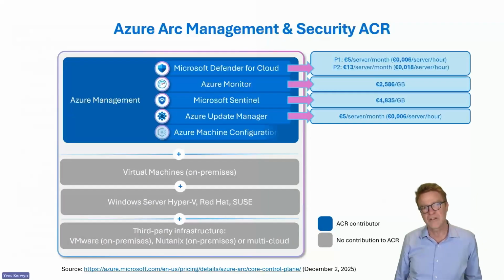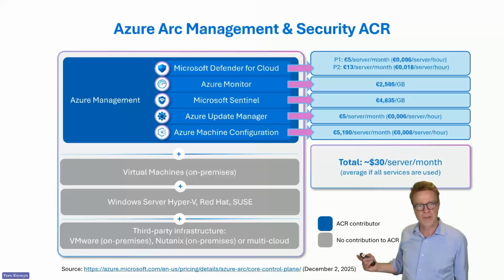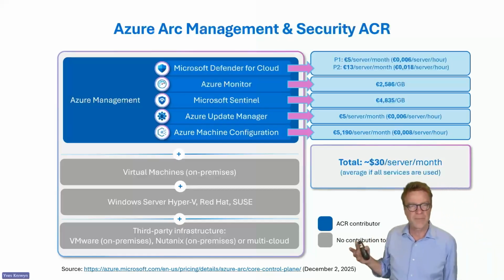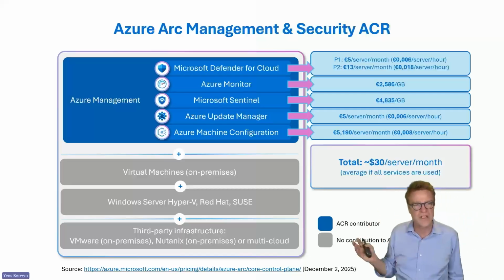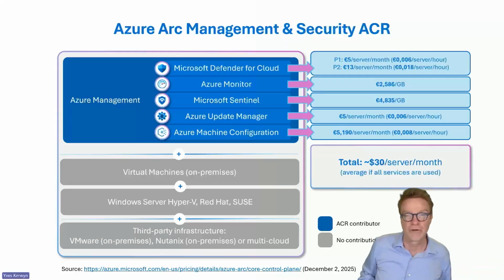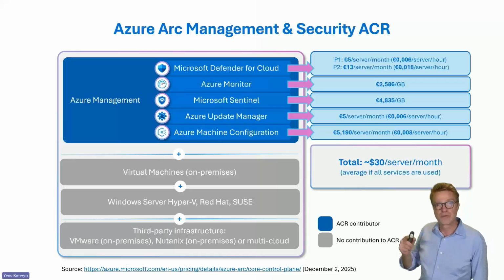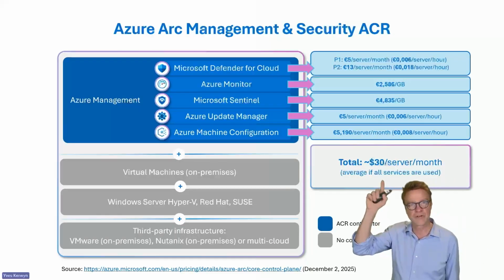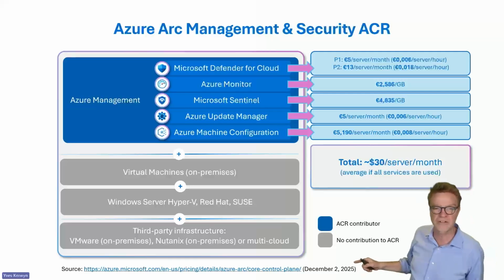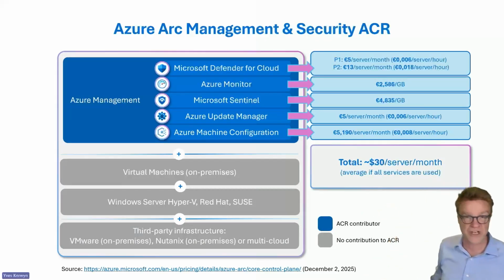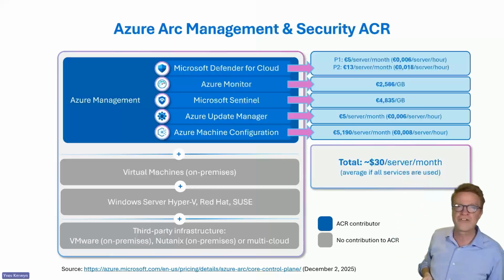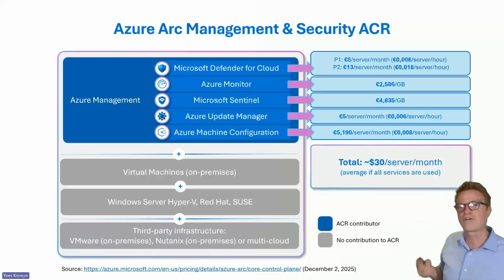Here is another slide that shows a little bit more detail. From the bottom up, you see your third-party infrastructure, VMware, on-premises, Nutanix, multi-cloud, whatever. On top of that, you typically have Hyper-V, Red Hat, SUSE, and you have virtual machines, right? That doesn't clearly contribute to your ACR as a partner, as a hoster. But once you start adding these non-free services, and there you see what they cost, and this is based on a slide deck that I created last year in December. Prices will probably have changed a little, but then again, not a lot. If you combine all these things, I'll come with a little bit more detail later, it gives you a total of $30 per server per month.